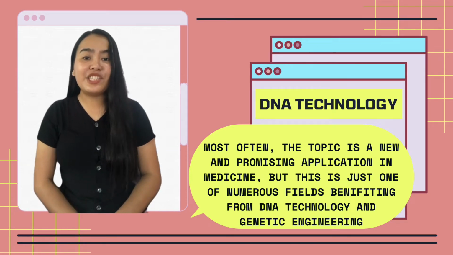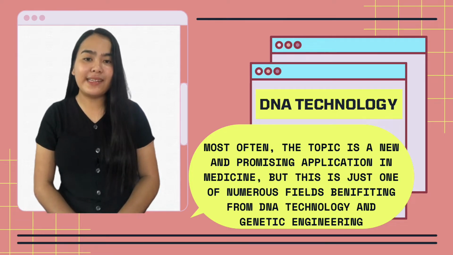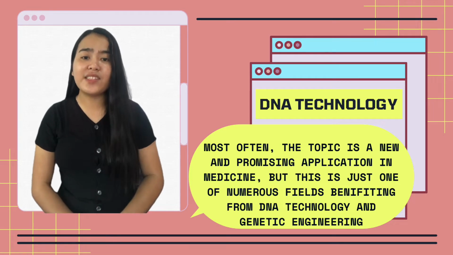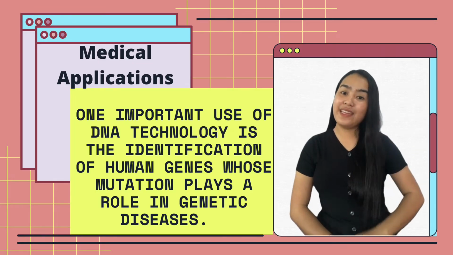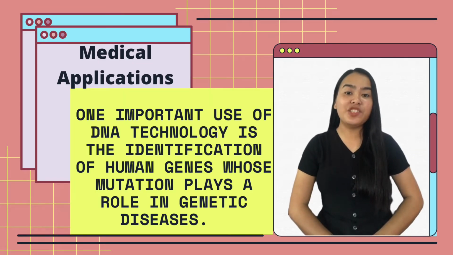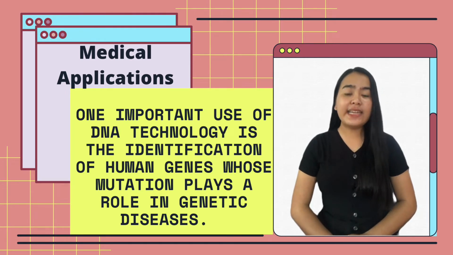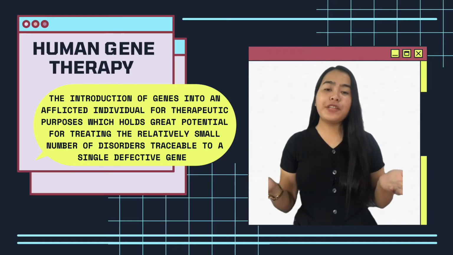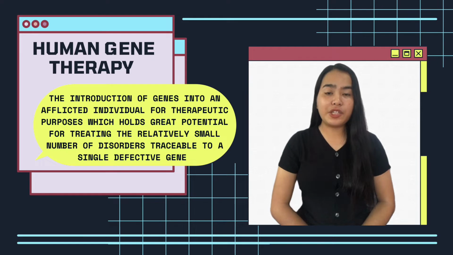DNA technology is in the news almost every day. Most often, the topic is a new and promising application in medicine. But this is just one of numerous fields benefiting from DNA technology and genetic engineering. One important use of DNA technology is the identification of human genes whose mutation plays a role in genetic diseases. These discoveries may lead to ways of diagnosing, treating, and even preventing such conditions. The introduction of genes into an afflicted individual for therapeutic purposes holds great potential for treating the relatively small number of disorders traceable to a single defective gene.